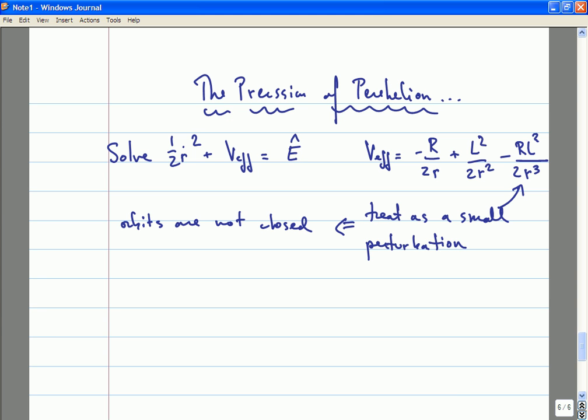Okay, everyone ready? Roll up your sleeves. We have a little more work to do today before we can derive the precession of the perihelion of Mercury.